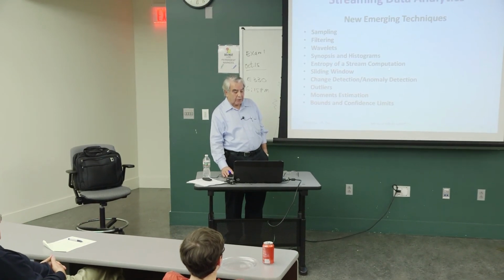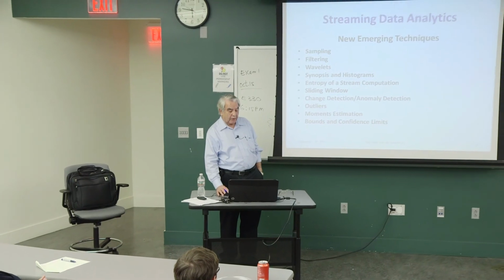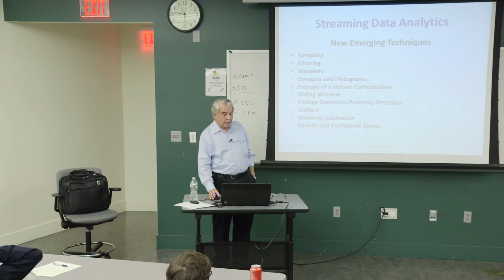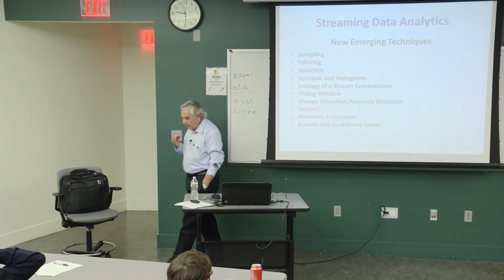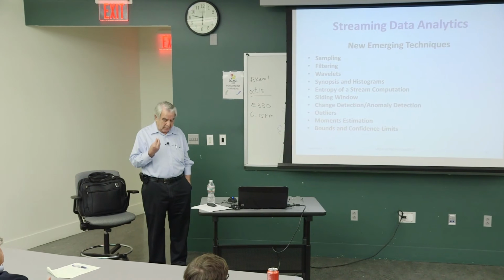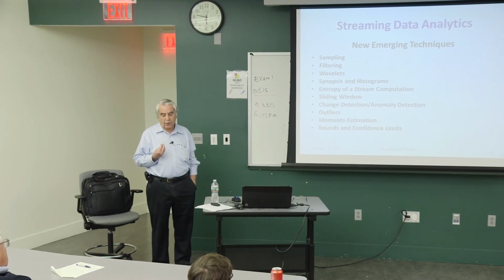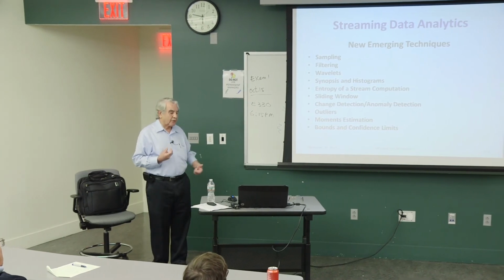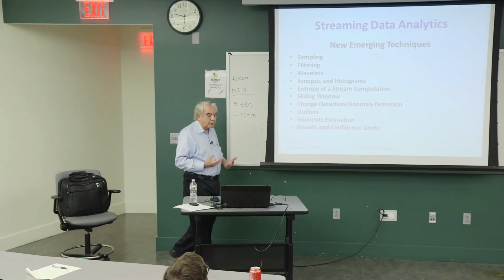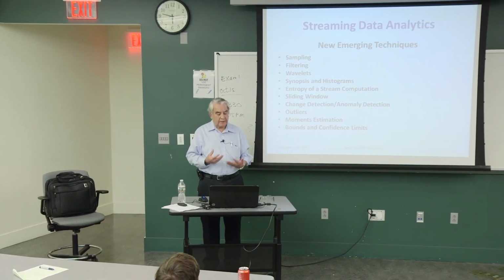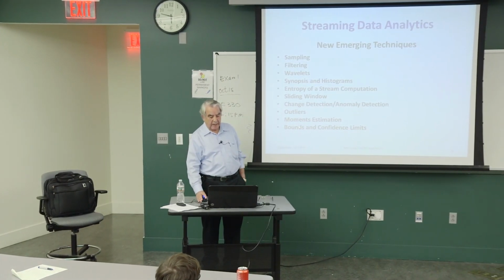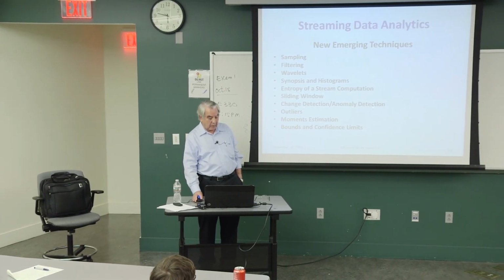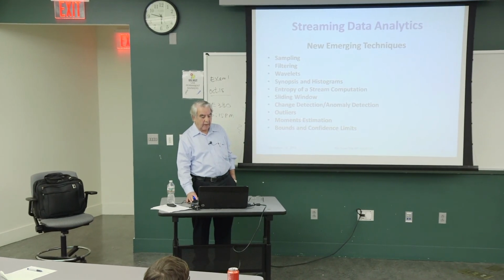Entropy of a stream computation. This is becoming very important in the field of cybersecurity, because entropy is a measure of how random things are, or how normally they behave with respect to their past. So if you calculate the entropy quickly, and there's a change in entropy, you can say, oh, there is some change. A sliding window, I talked about it. You really want change detection, anomaly detection. This is kind of the good old outliers.